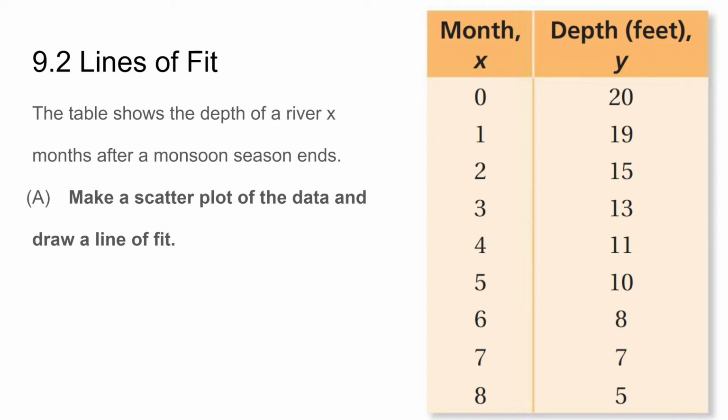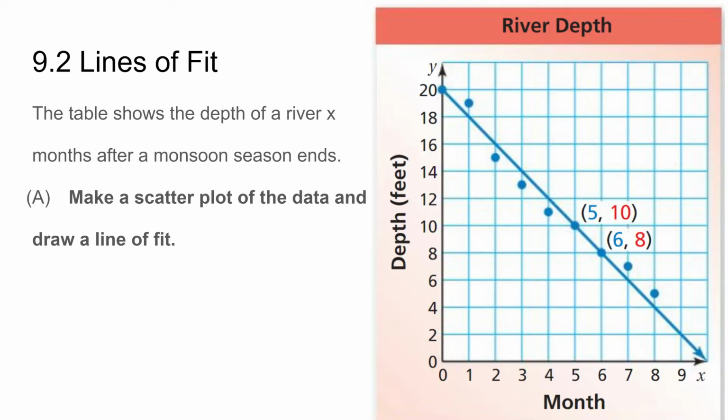So first off, we'll go and plot the points. Once we plot the points, we can go ahead and draw a line of fit. Now, with the line of fit, you want it to go through as many points as possible with an equal amount of points above and below it. Now, it's not always going to be an even number, right? But the point is that you want the line to go through as many points as possible because this line here is pretty much showing you what the data is doing. And in this case, the data is trending downward.